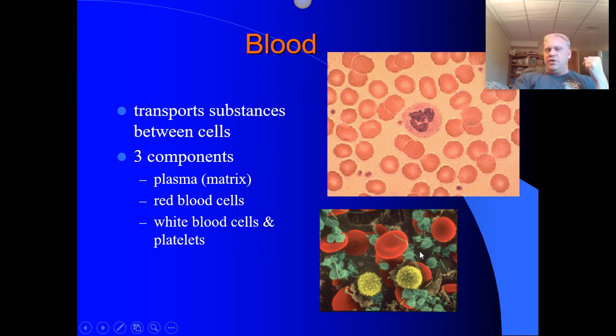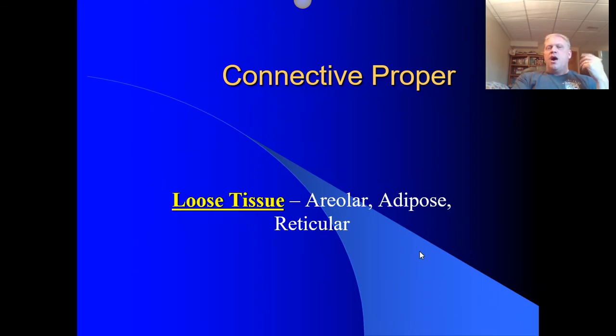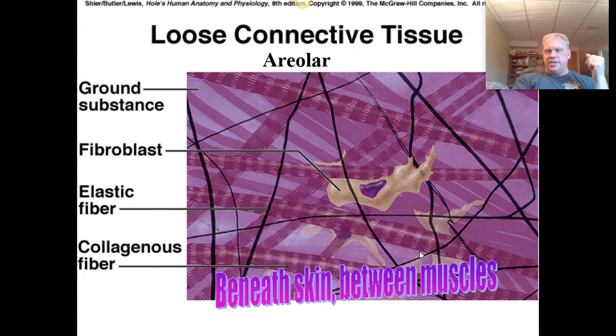So it's very complex tissue, and we'll be studying blood later on as well. Okay, so that's what we're looking for there. Now, other types of connective tissue are described by the amount of matrix and what we're seeing in terms of cell structures and fibers and so on. So loose connective tissue falls under 3 categories: areolar, adipose, and reticular.